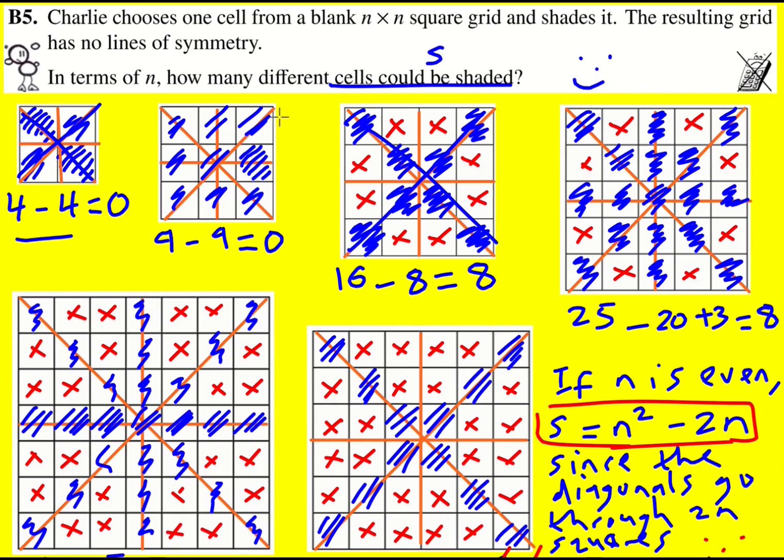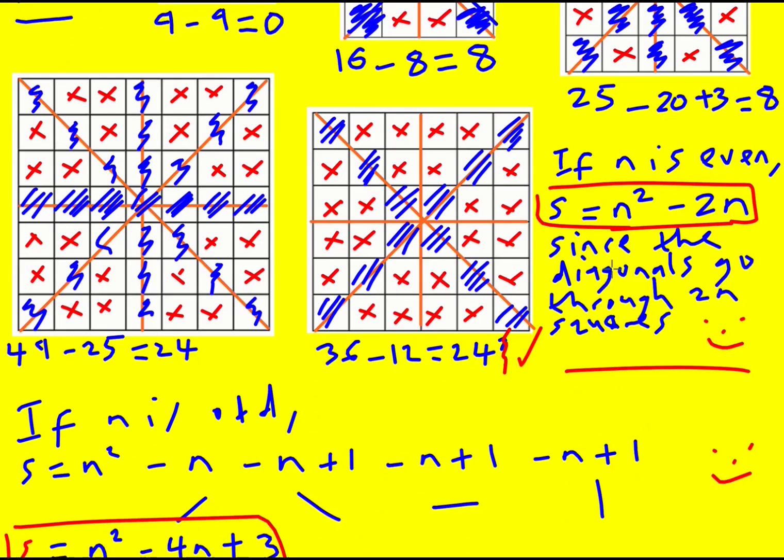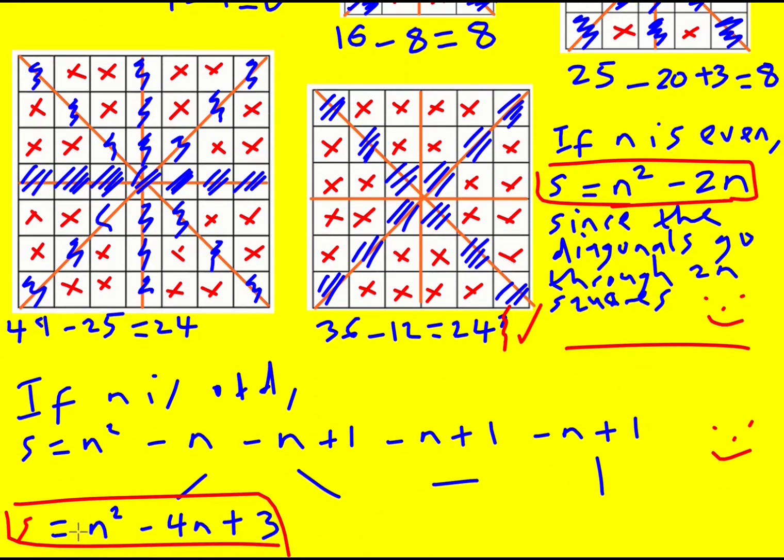Okay, incredible question. In terms of n, how many different cells could be shaded to get no lines of symmetry when you shade in a single square? Well, if n is even, s is n squared minus 2n. If n is odd, s is n squared minus 4n plus 3.